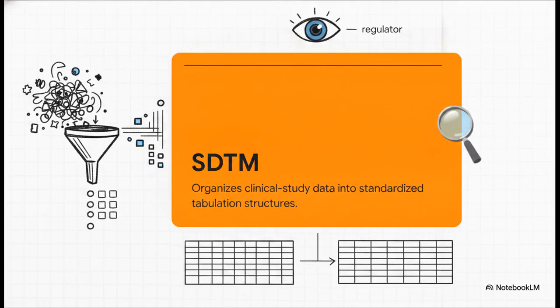So that brings us to step 2, SDTM, which stands for Study Data Tabulation Model. Basically, SDTM organizes clinical study data into standardized tabulation structures. Think of it as the ultimate organizer. It takes all that messy raw data and forces it into a super strict row and column format. This way, when reviewers are looking at it, they know exactly where to find what they need.